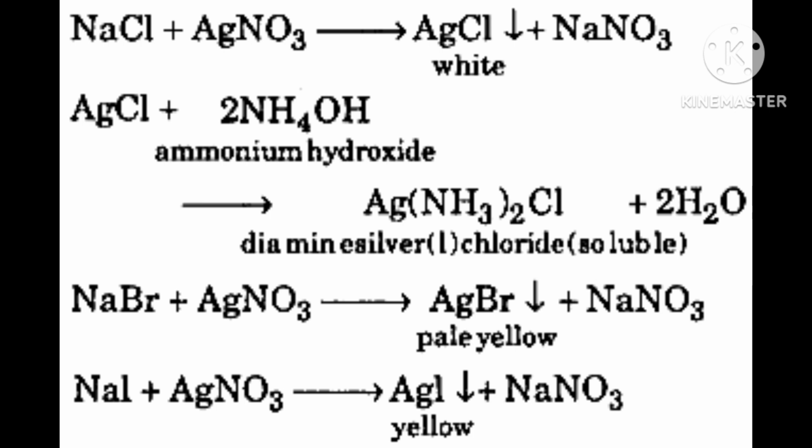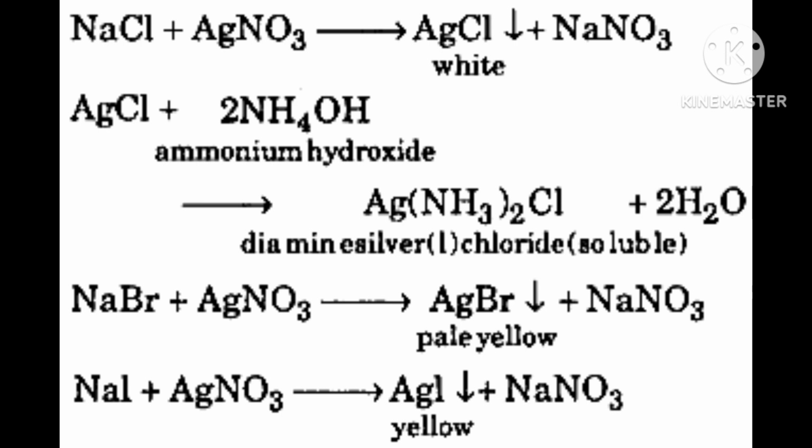Then X plus Ag plus gives AgX. Here the reaction will not take place with fluorine, only with chlorine, bromine, iodine, because water is there and fluorine reacts vigorously with water. That's why fluorine can't be tested like this here. X represents a halogen.